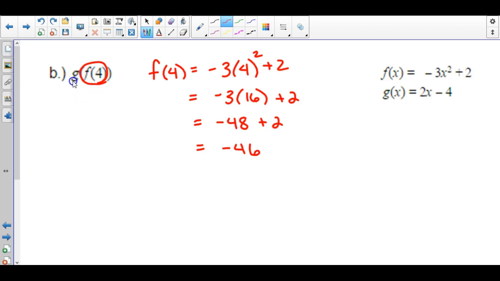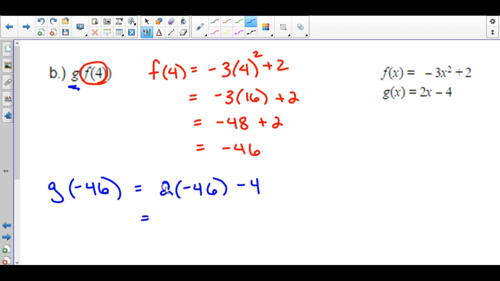And that output is going to now become the input for my second function, which is the g function. So what I'm going to evaluate now is g of negative 46. So negative 46 is going to become the input here, and do our multiplication first. I have 2 times negative 46, which is negative 92. And negative 92 minus 4 is negative 96.